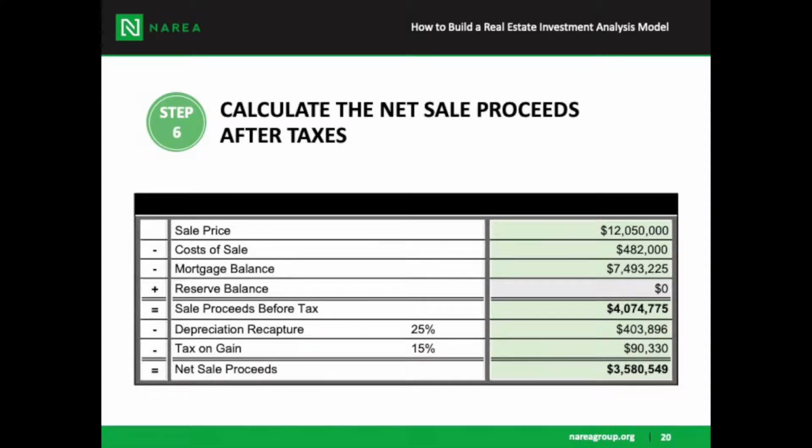Okay? So now we're going to calculate the net sale proceeds because we've got a mortgage on this property, right? So we had a sale price less the cost of sale. We subtract our mortgage. If we've got reserve balances, sometimes you have reserves, then you'd add those back in. And that gives you the sale proceeds before tax. And in some investment models, you figure the sales tax before tax and then you calculate your IRR off of that number.